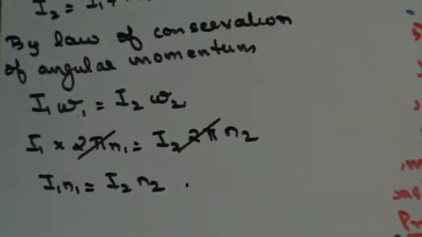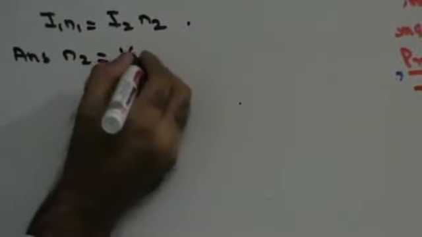Right? Now substitute the values and you should get your answer. Answer for this should be n2 should be 160 rpm. Right? Next, take down the next one please.